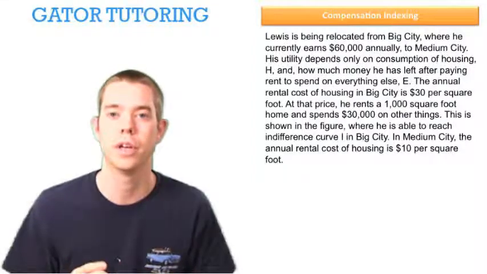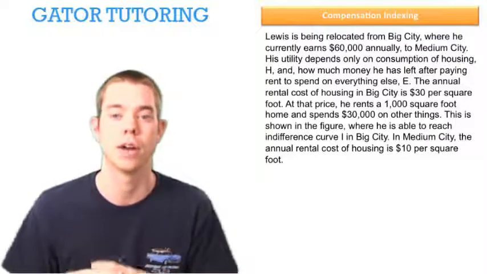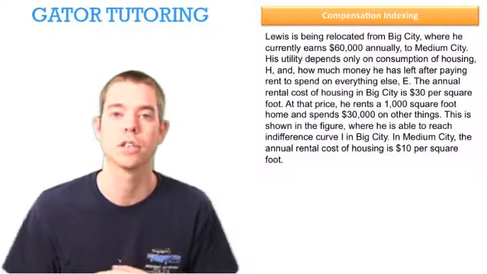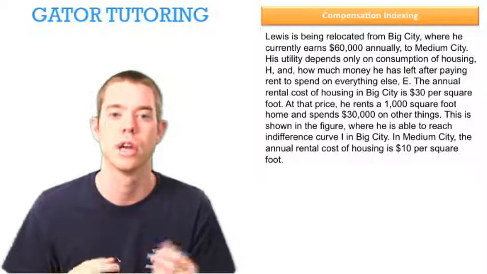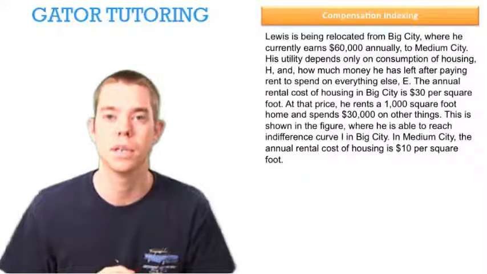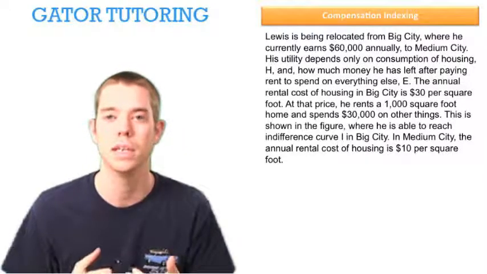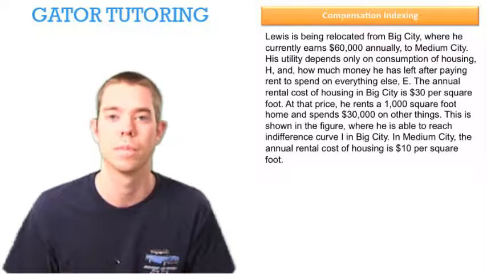he only spends money on two things, so his budget of $60,000 must equal his spending on housing and everything else, and we check and see that it does. He spends $30,000 on housing, $30,000 on everything else, that equals $60,000. The only difference between big city and medium city is the cost per square foot of housing. In medium city, it's only $10 per square foot.